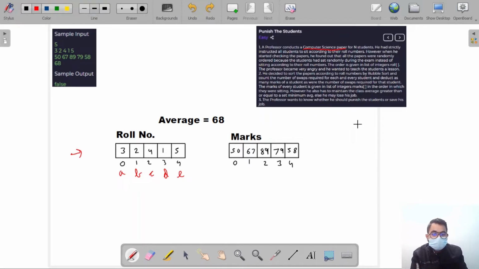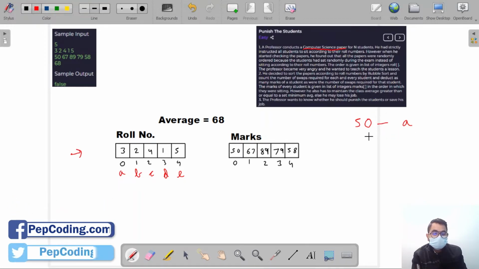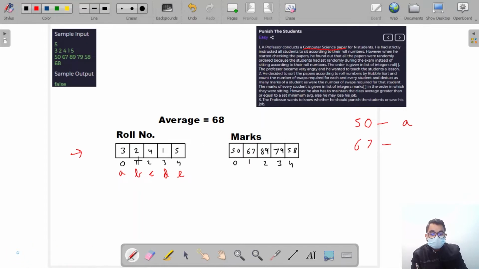For example, roll number 3 got 50 marks and he needed a swaps to put his paper in the right order, so he is going to deduct that many marks. For roll number 2, he got 67 marks. The professor needed b swaps to arrange his paper in the right order, so he's going to deduct b marks from 67.